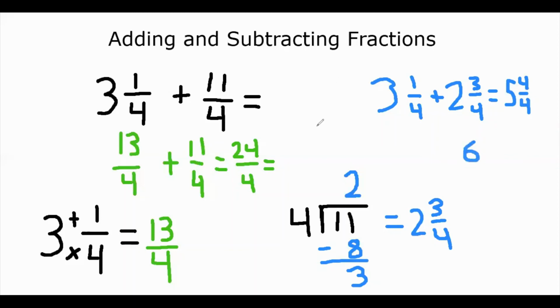And then if we look back at our improper fraction, 24 over 4, so if we follow this rule where we divide the numerator by the denominator, 24 divided by 4, what's that? 6. So your final answer, 3 1/4 plus 11 over 4, is actually going to be 6. So as you can see, either method will work to get you the correct answer. I always tell my students, go with whichever method makes the most sense for you. Some people prefer to switch the mixed number to the improper fraction. Other people like to turn the improper fraction into a mixed number.